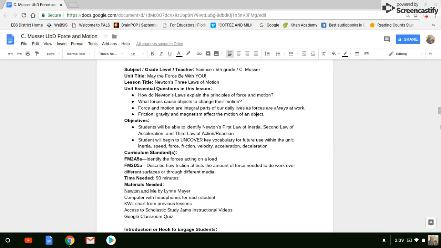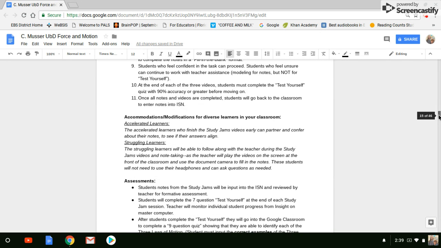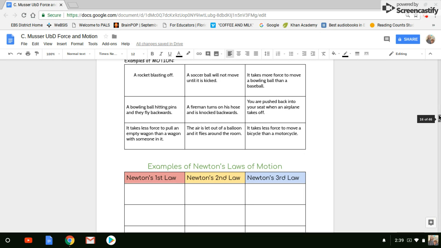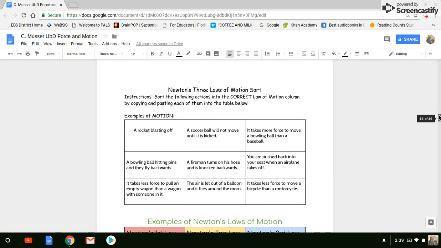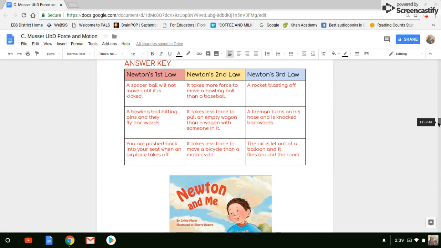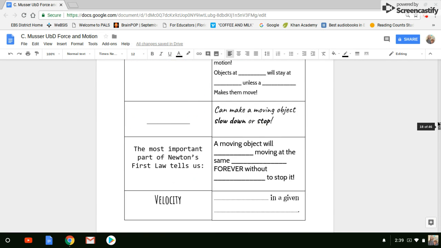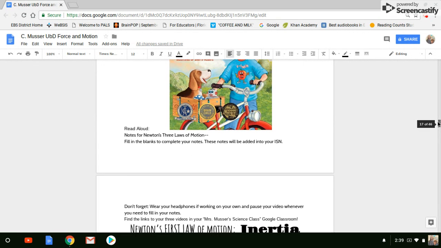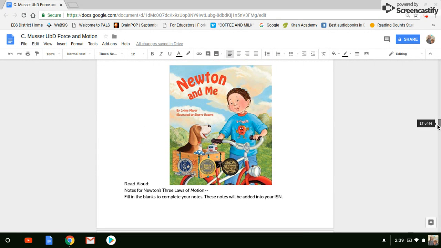So the first lesson that I included is about Newton's 3 laws of motion. You'll see as I move down through the template that students are held accountable for learning those laws of motion. This is an activity that they would complete in Google Classroom. You can see the answer key. The read aloud that I would start the lesson with to hook the students, Newton and Me.